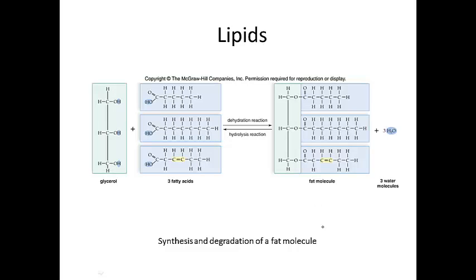Now here again is how a fat molecule is formed. It's a dehydration reaction again. This time the building blocks are glycerol and then 3 fatty acid chains. These 3 fatty acid chains can vary in length, so the number of carbons can change. Sometimes the carbons are double bonded to each other, and sometimes they're single bonded. If they are double bonded to each other, then we would say it is unsaturated.